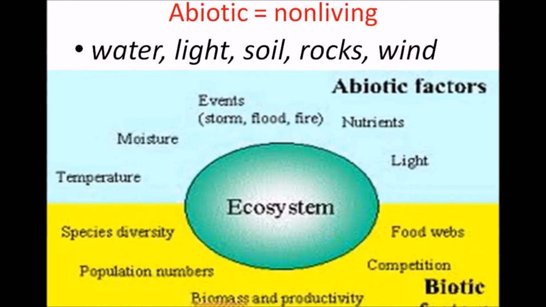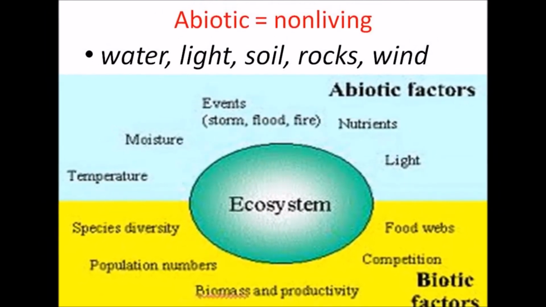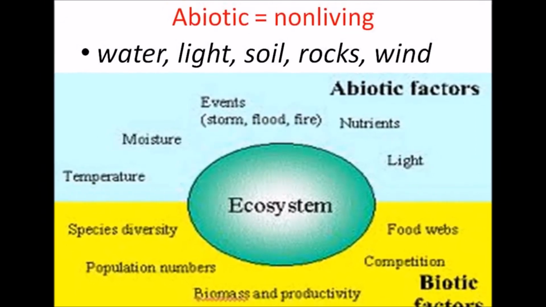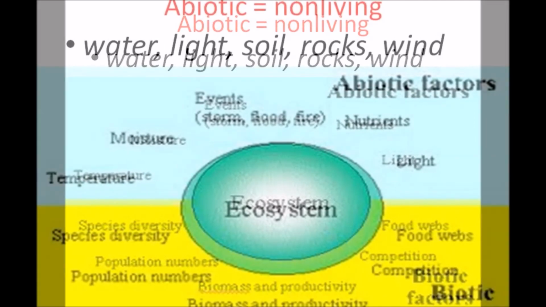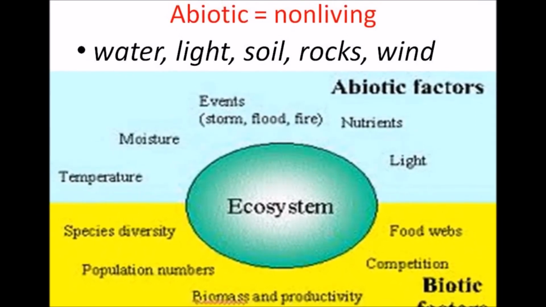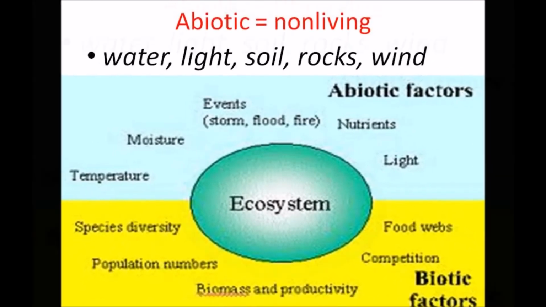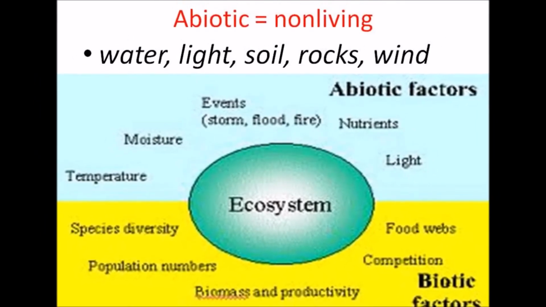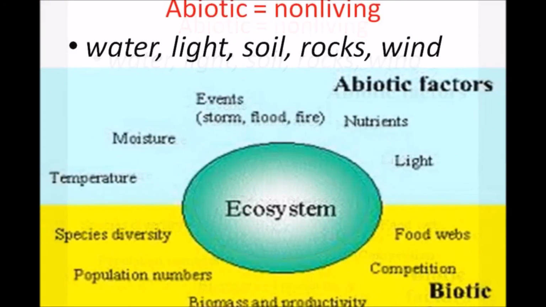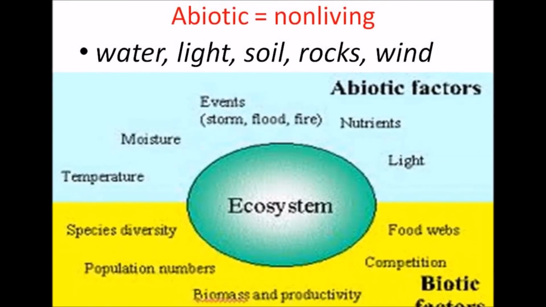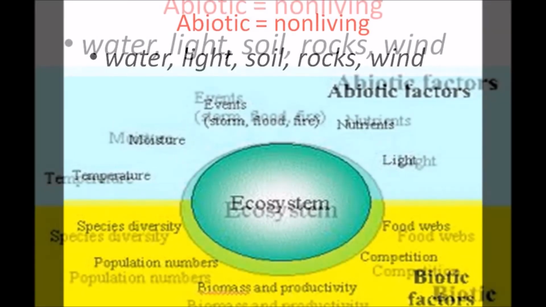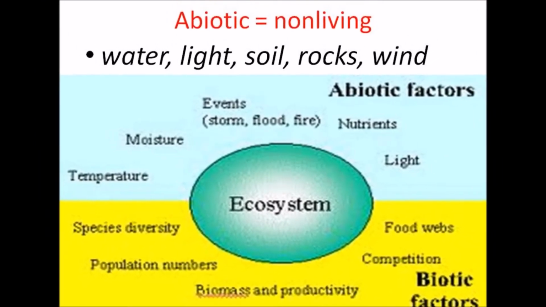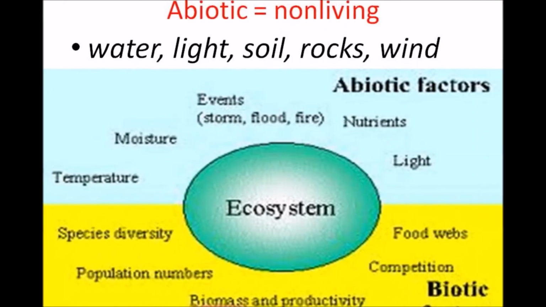We know that abiotic, that is non-living things like water, light, soil, rocks, wind are called abiotic factors of an ecosystem. Now, abiotic factors of an ecosystem are temperature, moisture, events like storm, fire, flood, nutrients and light. But an ecosystem also has biotic factors like species diversity, population numbers, biomass and productivity, competition and food webs.